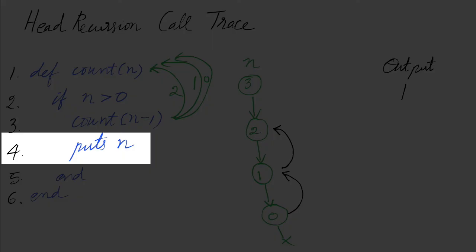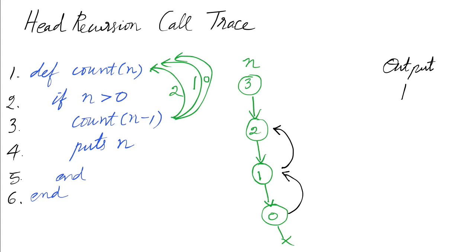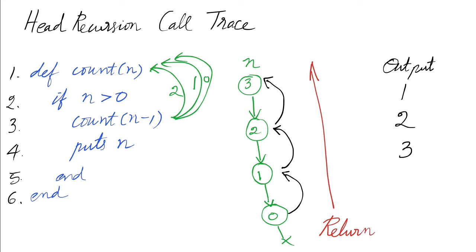The line 4 executes for n equals 2. It prints 2. The recursive call for n equals 2 ends and it returns to previous recursive call where n equals 3. The line 4 now executes with n equals 3. This prints 3. The program ends. The work is done during return time.